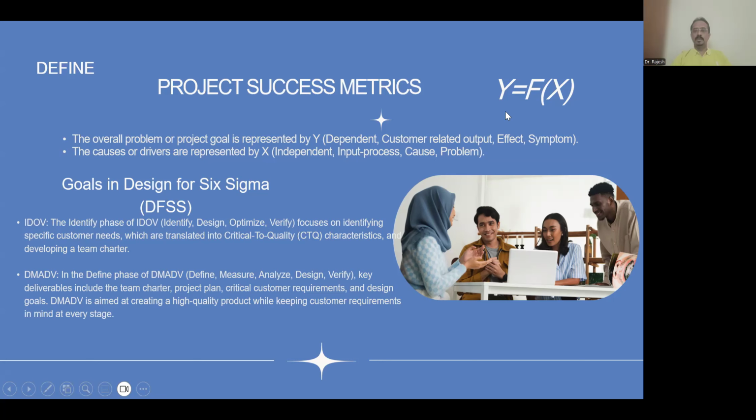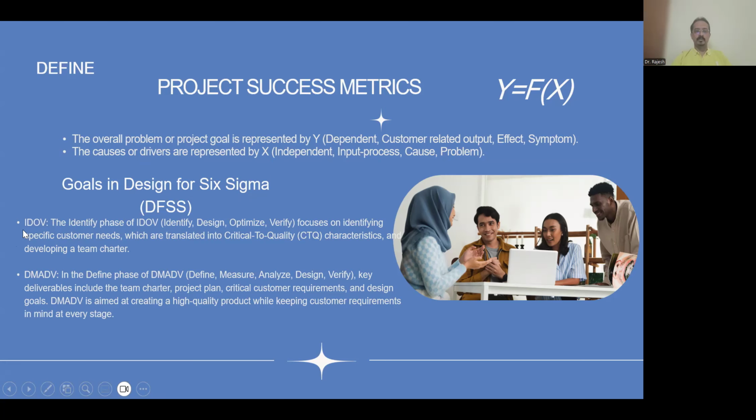Whenever you are concentrating on the outcome basis, your input plays a major role, right? So the overall problem or project goal is represented by Y, and your independent input, process, causes and problem will be considered as X. From this problem, what output you are going to give using what process, right? That's called your Y equals f of X. And DFSS we already covered, Design for Six Sigma.